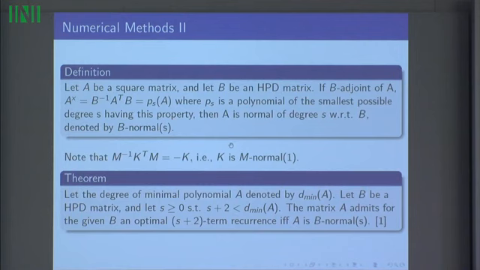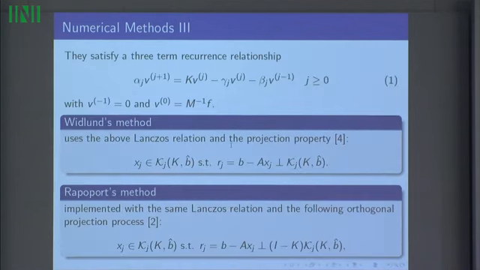So our K was M-normal(1), so it admits a 3-term recurrence relationship where these coefficients alpha j, gamma j, and beta j are chosen so that the vectors v_j would be M-orthogonal. And here we assume that the initial vector was M inverse b. Okay, it should be M inverse b.